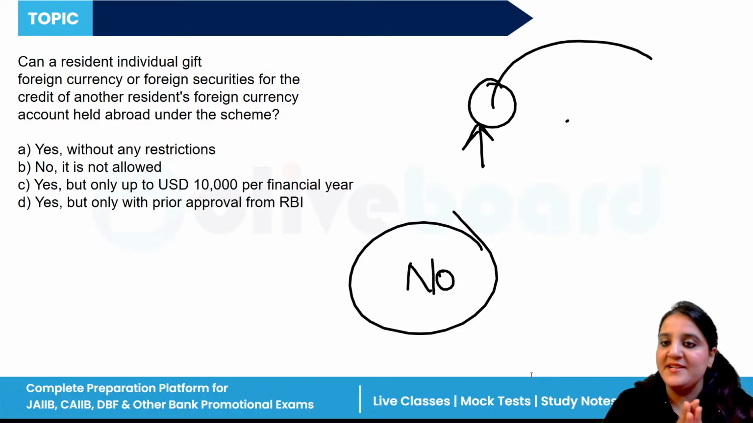But a resident individual is generally not permitted to hold a foreign currency account abroad, unless specific RBI permissions are there. Gifts under LRS are typically structured as remittances to non-residents or for use in India, not to fund another resident's overseas account. So such types of gifts are completely not allowed.